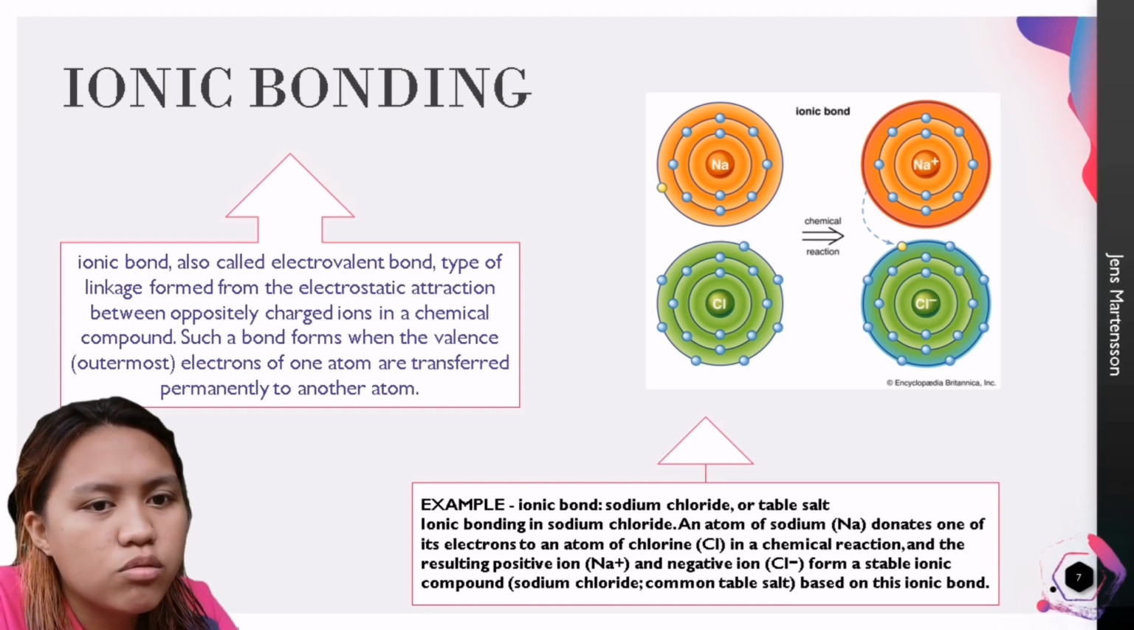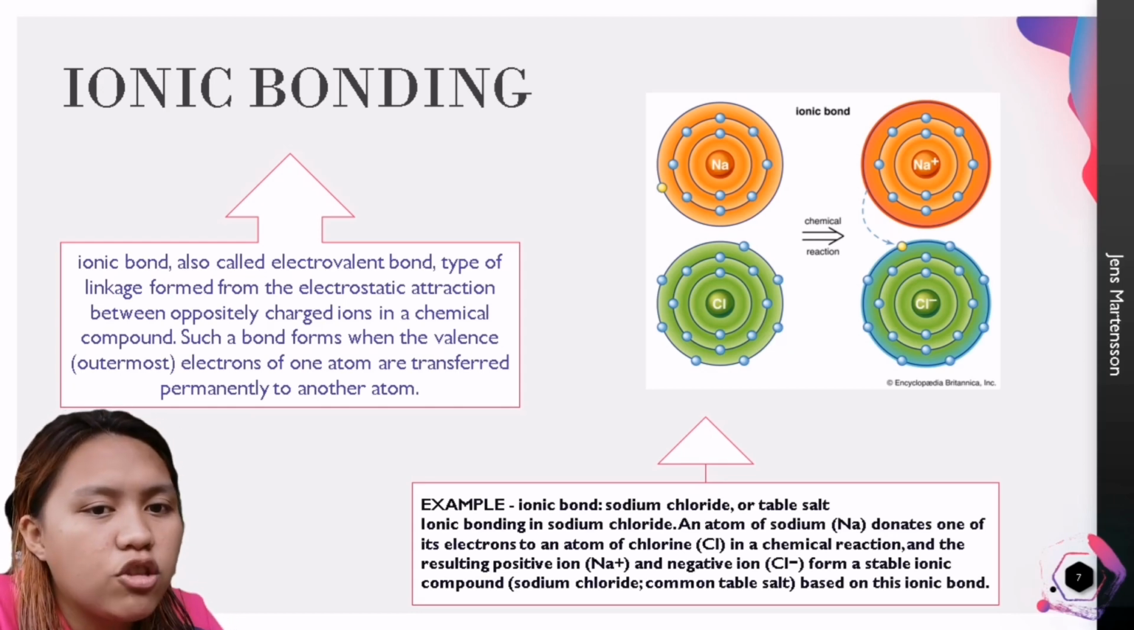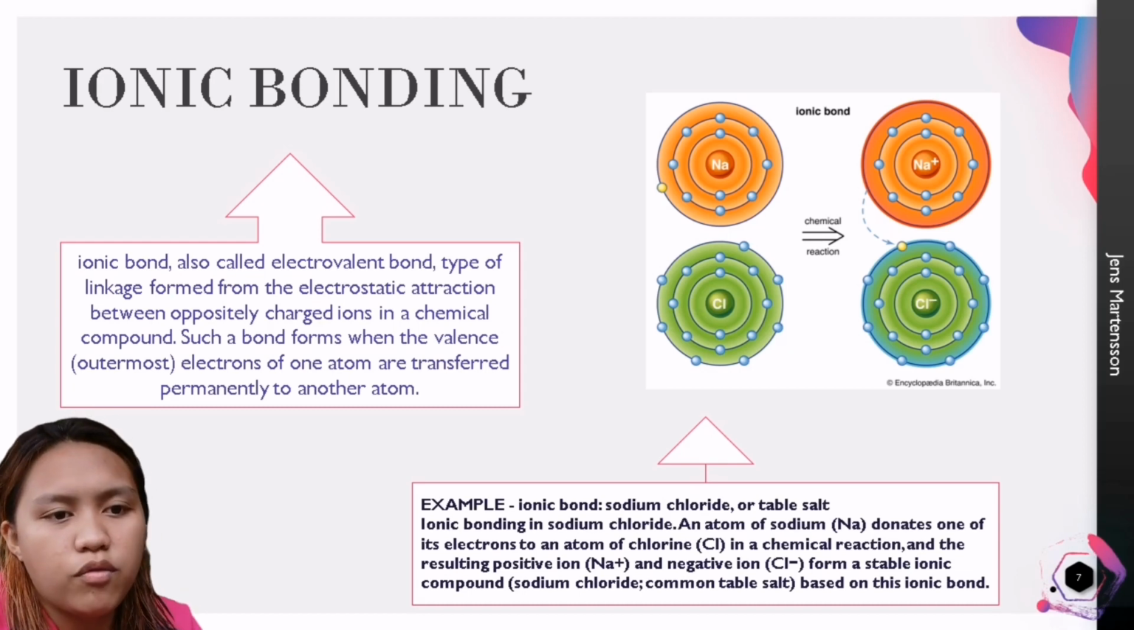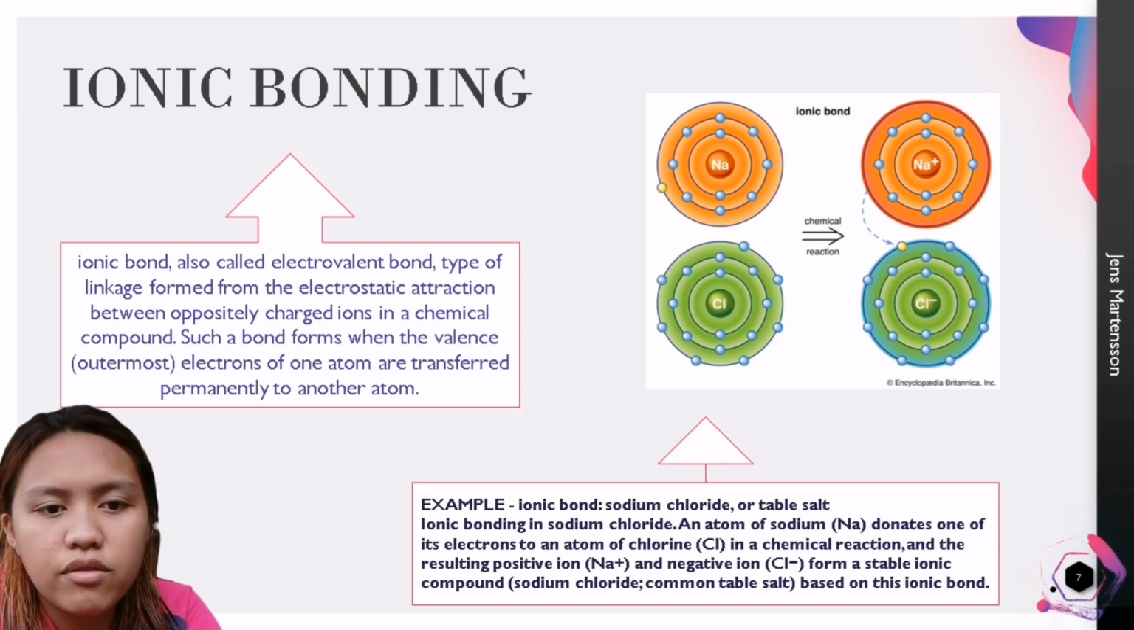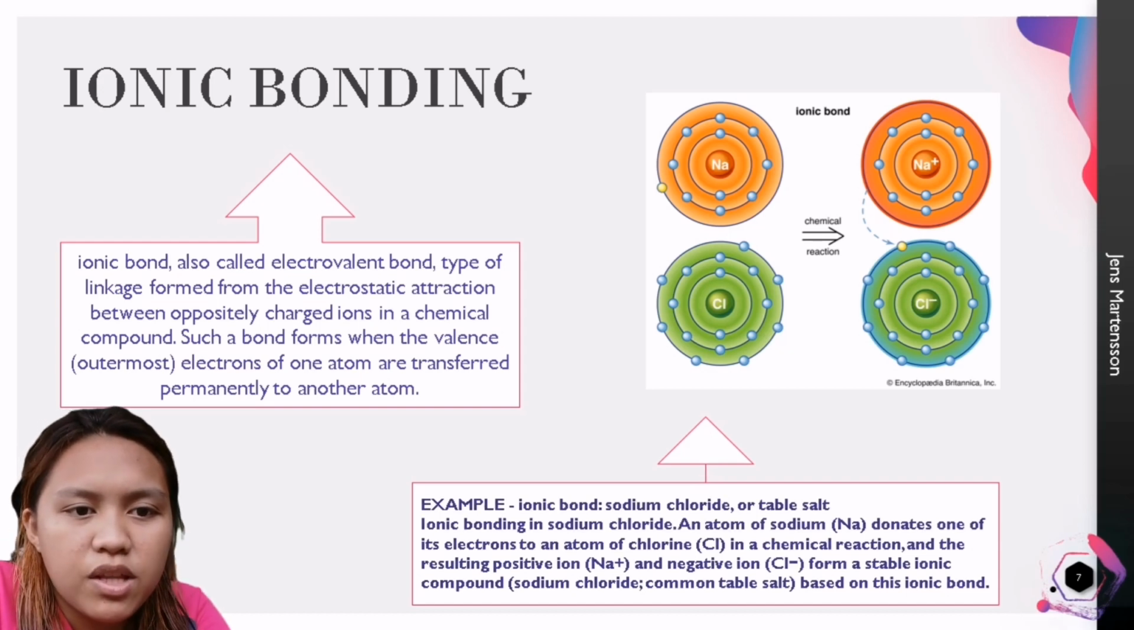In the ionic bonding in sodium chloride, an atom of sodium, or Na, donates one of its electrons to an atom of chlorine in a chemical reaction, and the resulting positive ion, Na+, and negative ion, Cl-, form a stable ionic compound, sodium chloride, common table salt, based on this ionic bond.